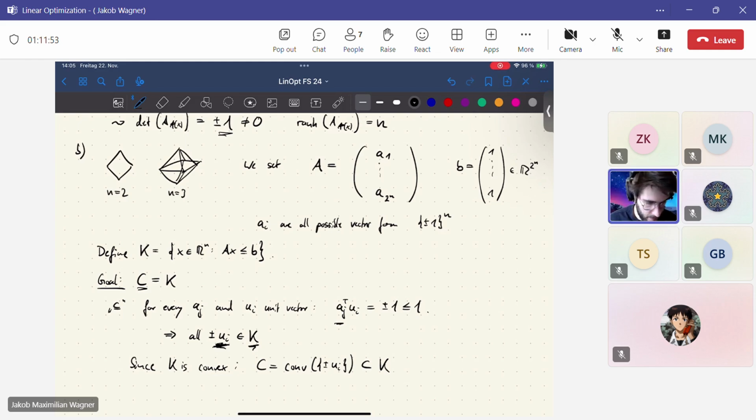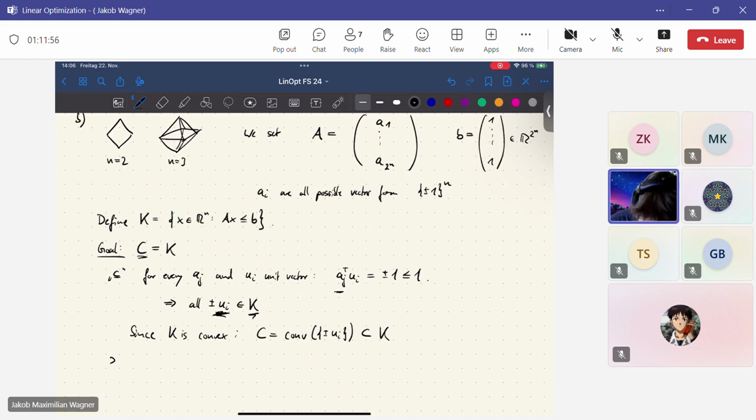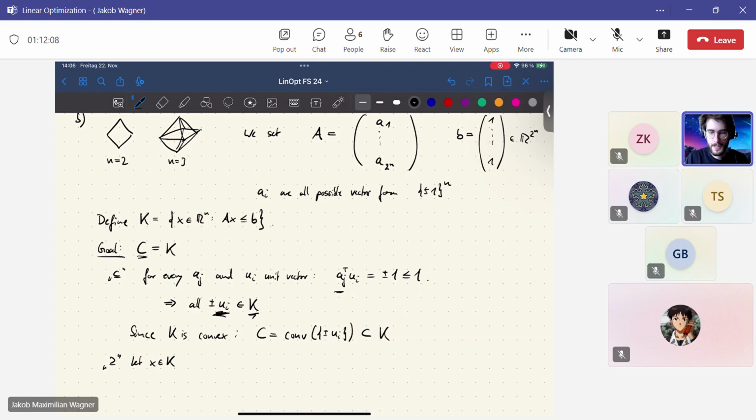All right, so for the opposite direction, we want to start with some point x that's in K. And we want to show that this is also in C, so we can express it as this convex combination of all of the u_i's. So just from this condition, we know that a_j transpose x is less or equal than 1 for j between 1 and 2 to the power of n.